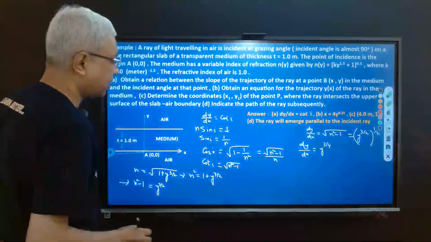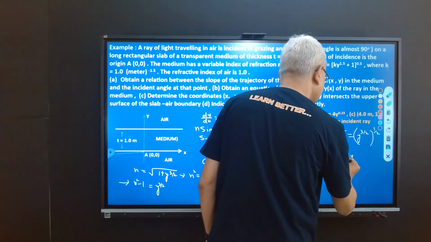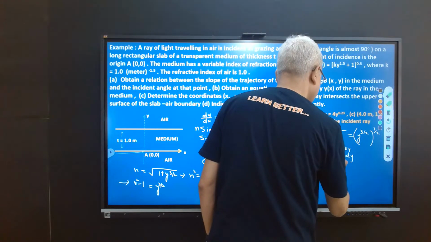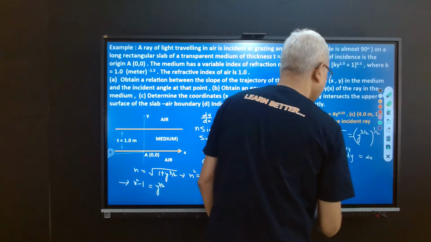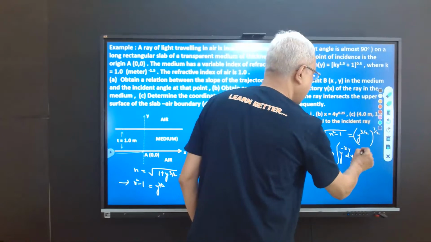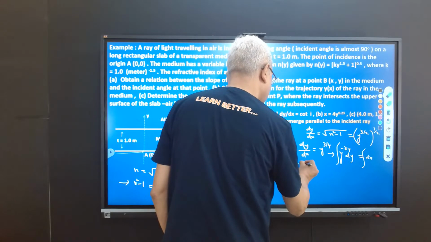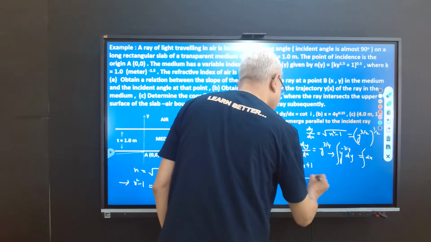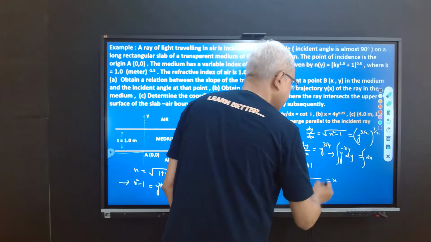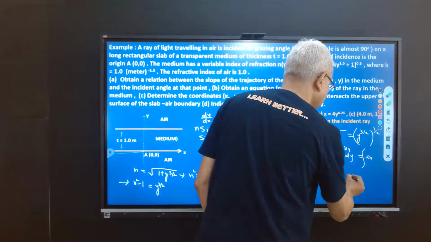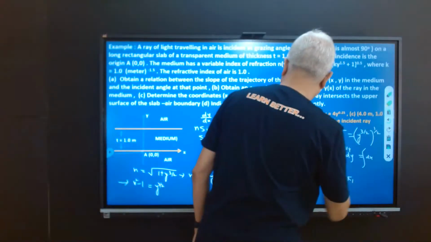So from there, what can I write? dy into y to the power minus 3 by 4 is equal to dx. So if we integrate both sides now, what happens? Y to the power minus 3 by 4 plus 1, divided by minus 3 by 4 plus 1, is equal to x plus some constant, say k1. So what is this? Now let me remove this part.